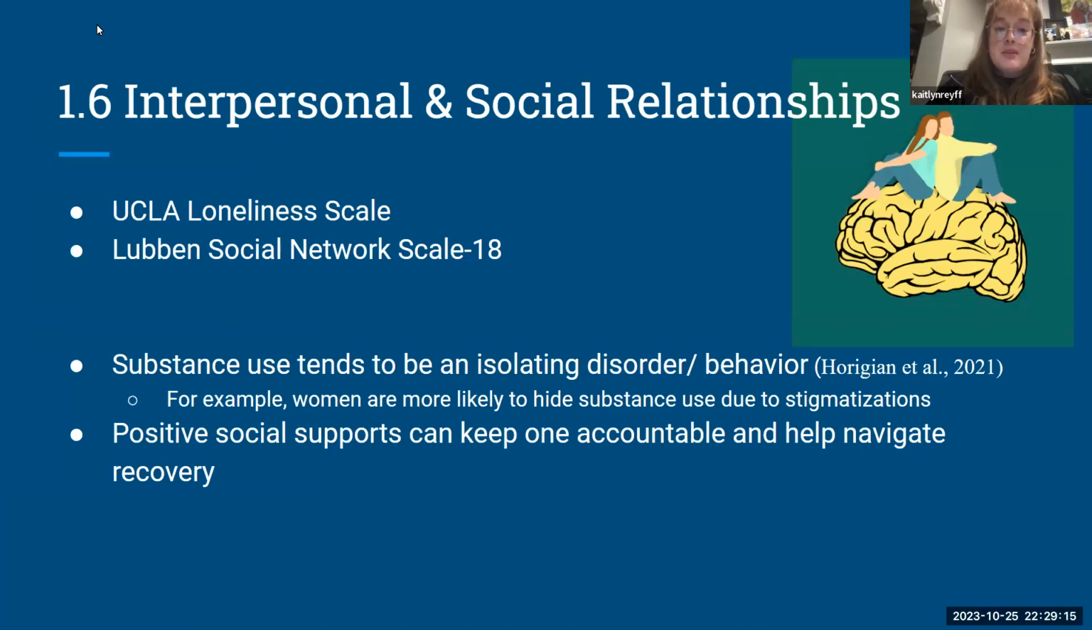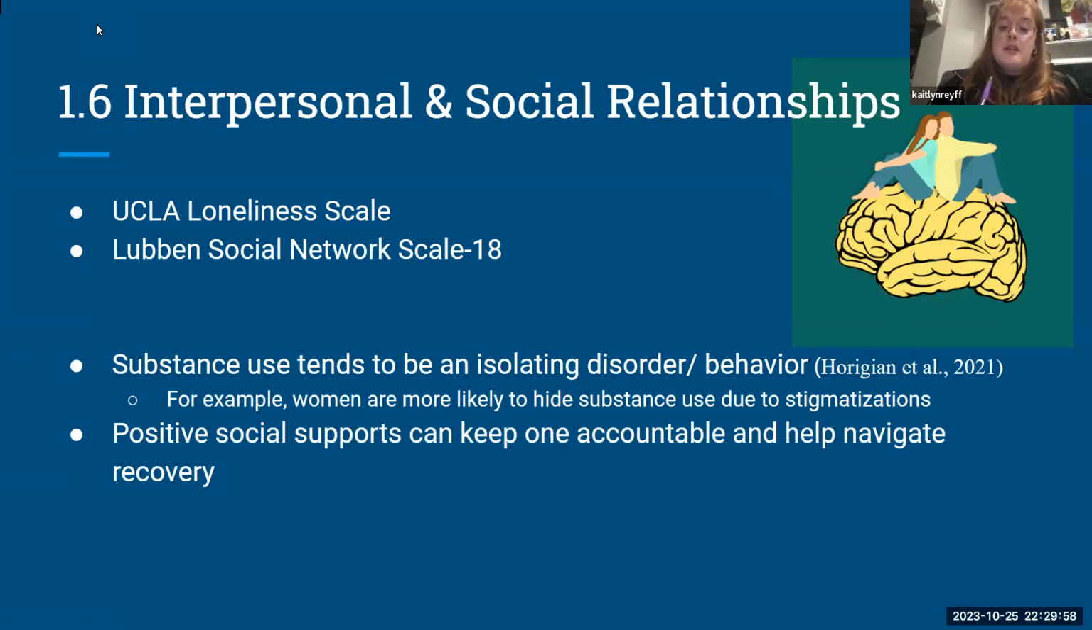And then the last one, interpersonal and social relationships. I chose the UCLA Loneliness Scale and then also the Lubin Social Network Scale. Again, through my research for this assessment kit and also at the clinic I'm at, these are two key areas to look at with substance use, because a lot of times people do feel lonely in substance use, and their social networks are also lacking. Those are both key to look at for treatment, because it is an isolating disorder and an isolating behavior.